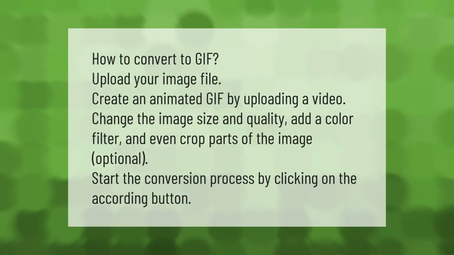How to convert to GIF. Upload your image file. Create an animated GIF by uploading a video. Change the image size and quality, add a color filter, and even crop parts of the image, optional. Start the conversion process by clicking on the convert button.